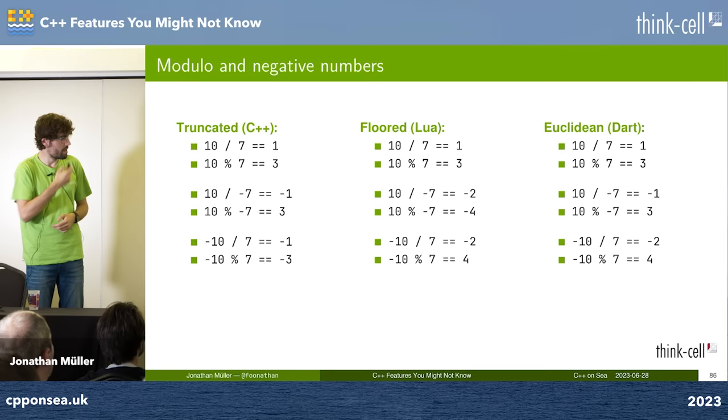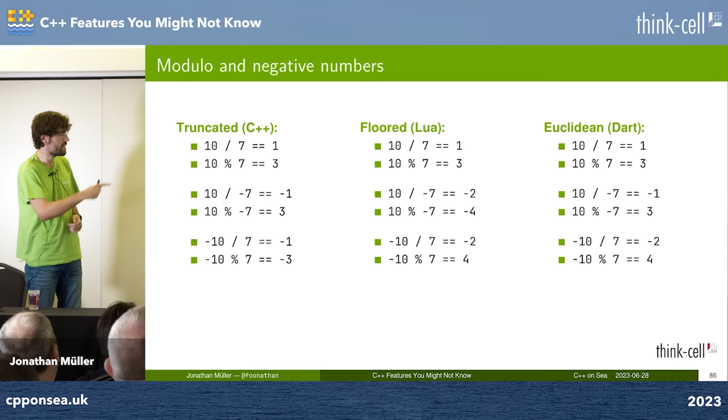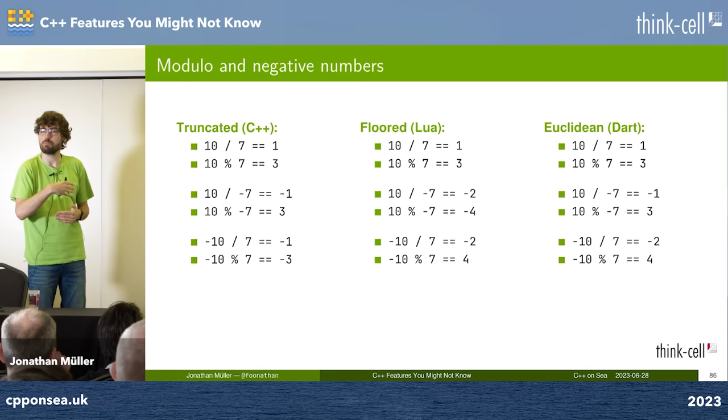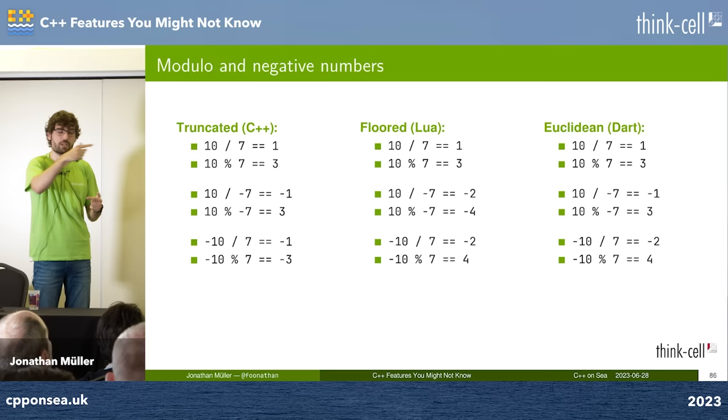If 10 is negative, C++ does truncation. So negative 10 divided by 7 is negative 1, which means we need to go 3 more lower, so we get negative 3 as the remainder. With float division, negative 10 divided by 7 is negative 1 something, so we round down to negative 2, which means now we have to add stuff on top because we are at negative 14. So we have to add 4 to get to 10. And with Euclidean division, we get the same behavior in this case.